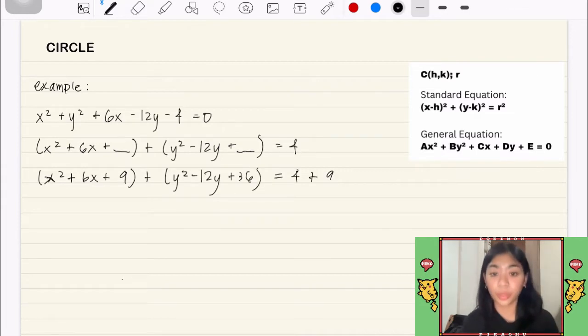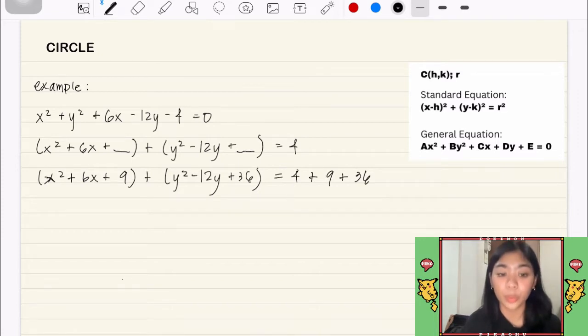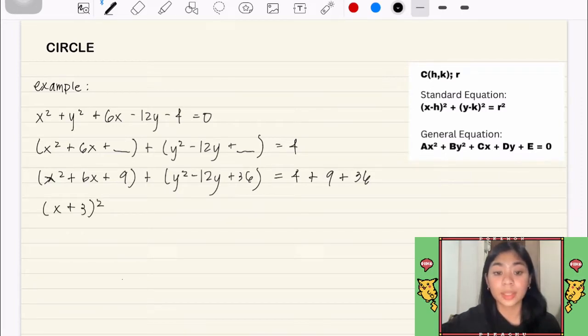Then, we add the numbers on the right side of the equation and factor out the groups on the left side and make them two perfect squared binomials. And now, we have open parenthesis x plus 3 close parenthesis squared plus quantity y minus 6 squared equals 49 as your standard equation.